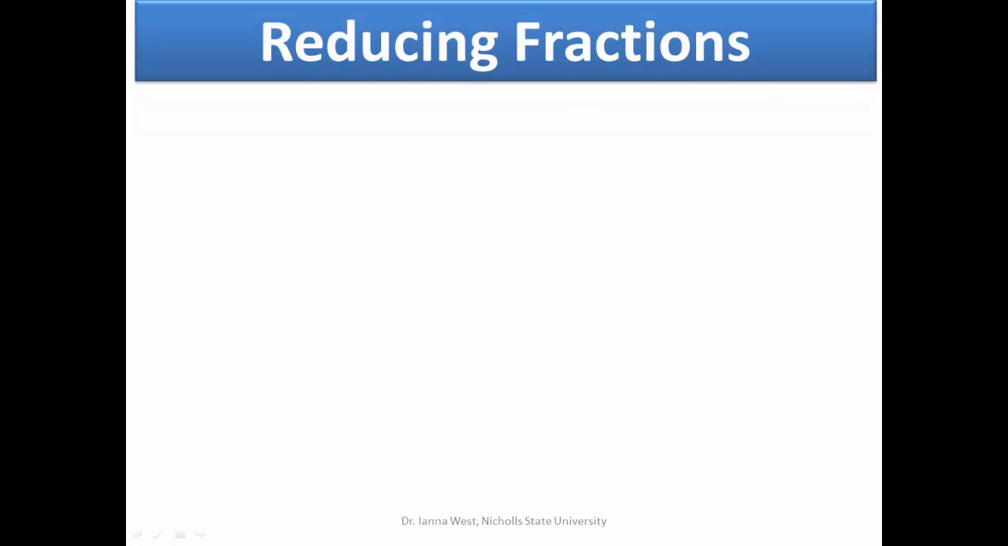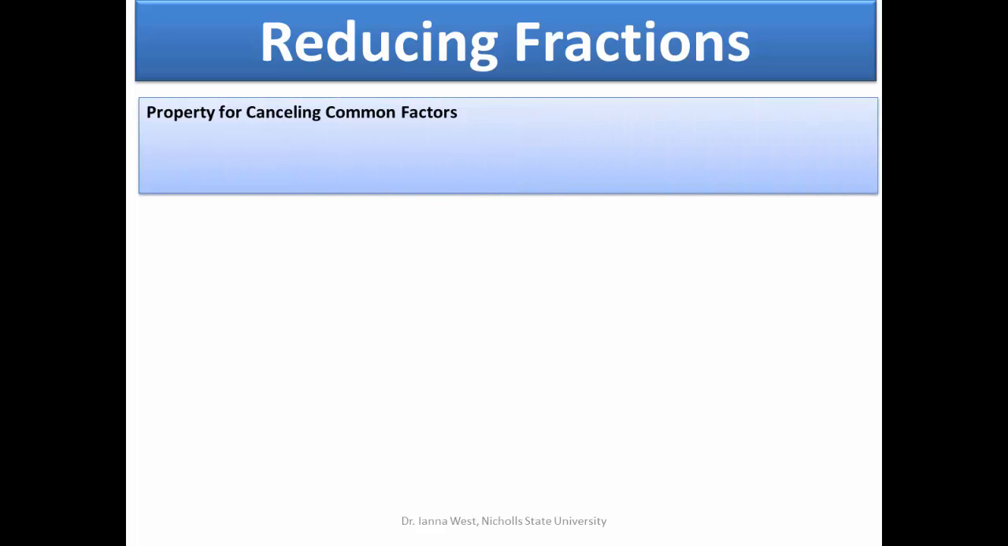We will now look at reducing fractions. We will consider a property for canceling common factors. This property will allow us to reduce fractions. We will use the variables a, b, and c to represent numbers in our property. Let a, b, and c be natural numbers greater than 1. Then a over b times c over c equals a over b. This is true since we can cancel the c over c.